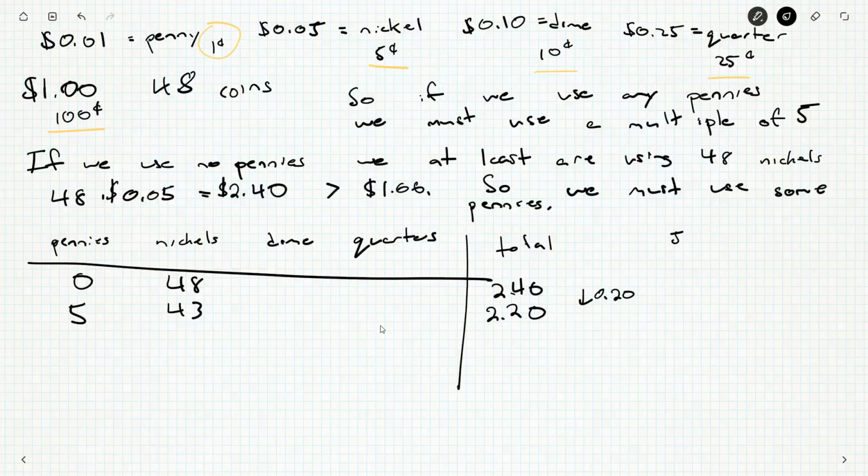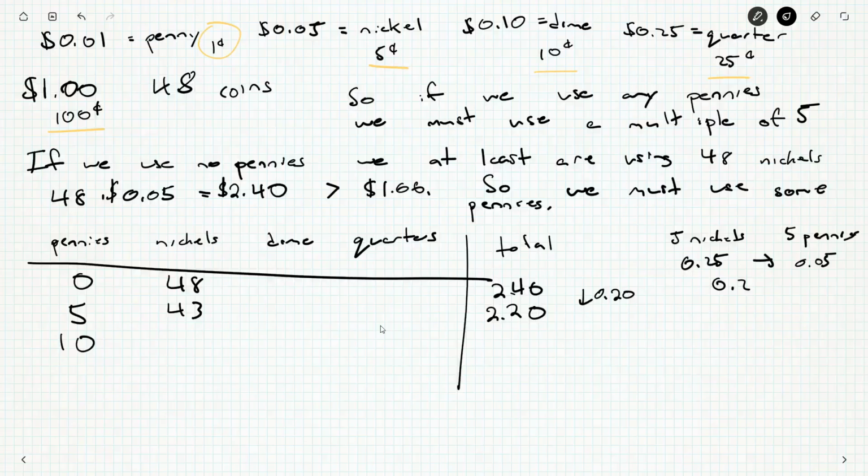And this makes sense, because 5 nickels is $0.25. 5 pennies is $0.05, the difference being 0.2. So if I were to add another 5 nickels and change them into pennies, I'd be down to 38. And I'd go down again to $2. Well, we can keep going. 15, 20.